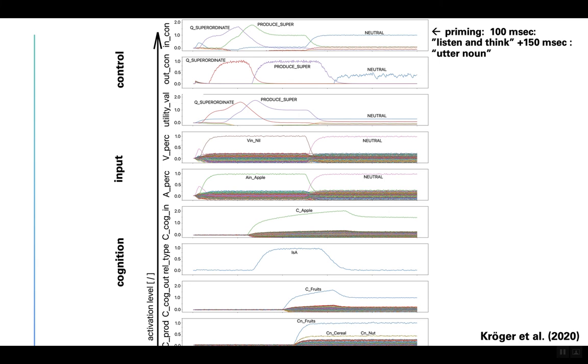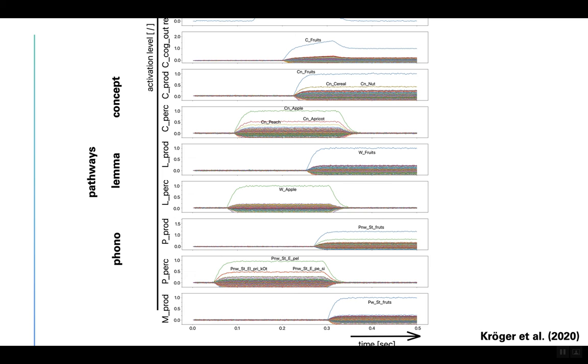Okay, let's have a look. The control component is the same, just a short priming: listen which word is auditorily presented, and think about the superordinate term, and then utter the superordinate term. So I will not stay very long with this. So first of all, let's go to the lower part of this figure.